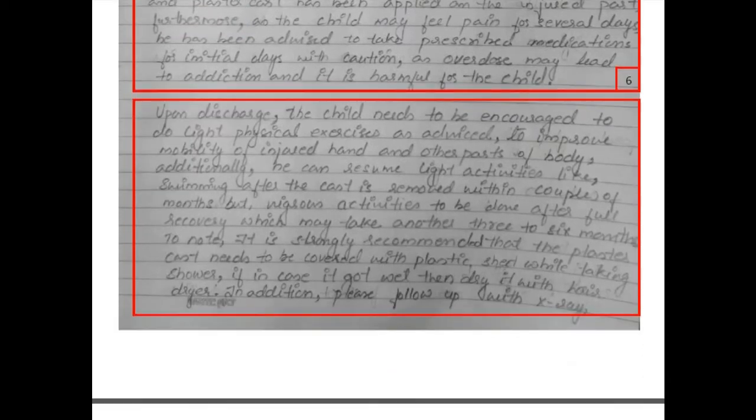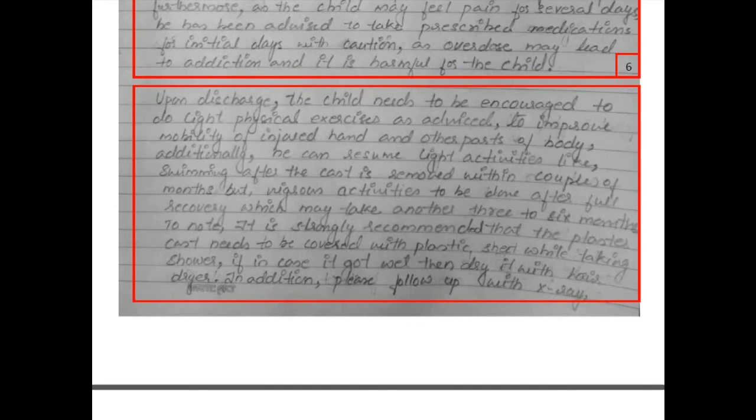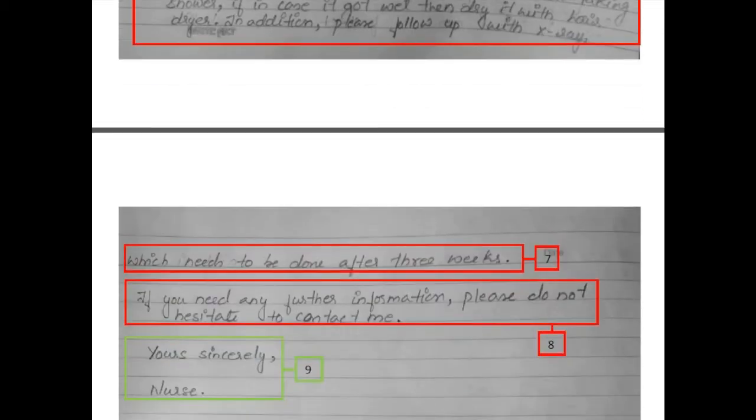Moving to the last paragraph: "Upon discharge, the child needs to be encouraged to do light physical exercise as advised to improve mobility of injured hand and other parts of the body. Additionally, he can resume light activities like swimming after the cast is removed within a couple of months, but rigorous activities to be done after full recovery, which may take another 3 to 6 months. To note, it is strongly recommended that the plaster cast needs to be covered with plastic sheet while taking shower. If in case it got wet, then dry it with hair dryer. In addition, please follow up with X-ray which needs to be done after 3 weeks."